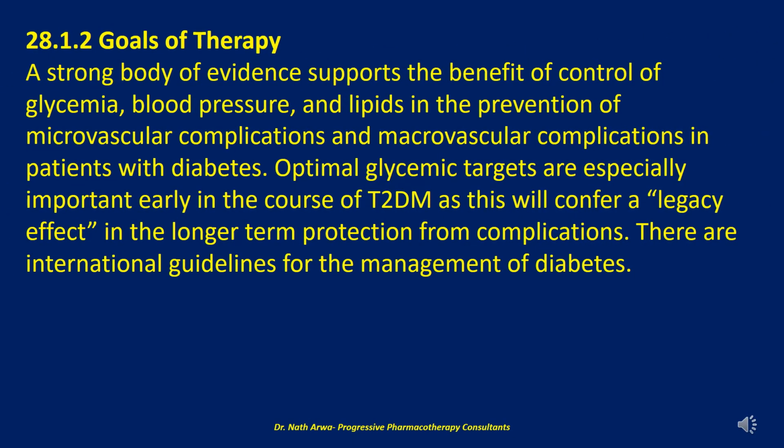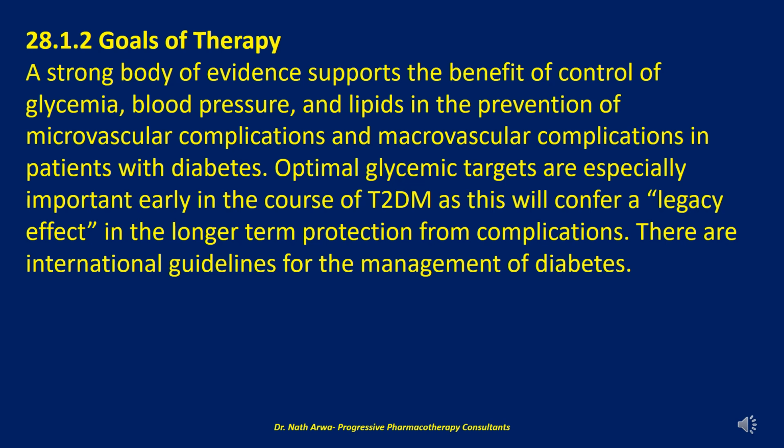We will now look at the goals of therapy of type 2 diabetes mellitus. A strong body of evidence supports the benefit of control of glycemia, blood pressure, and lipids in the prevention of microvascular complications and macrovascular complications in patients with diabetes. Optimal glycemic targets are especially important early in the course of type 2 diabetes mellitus, as this will confer a legacy effect in the longer-term protection from complications.